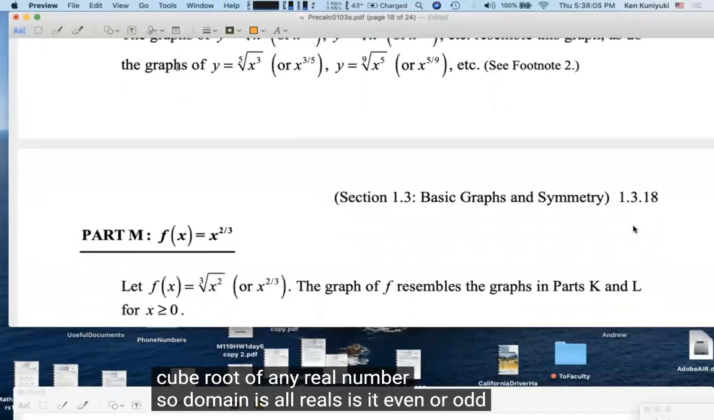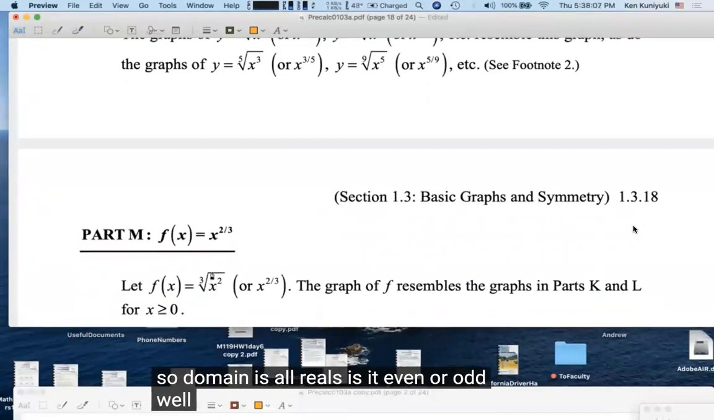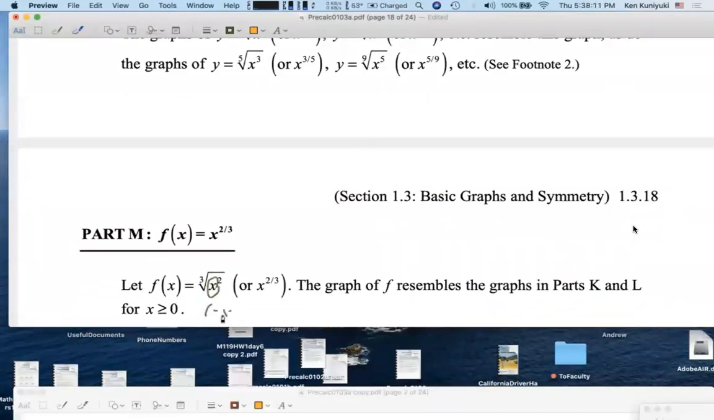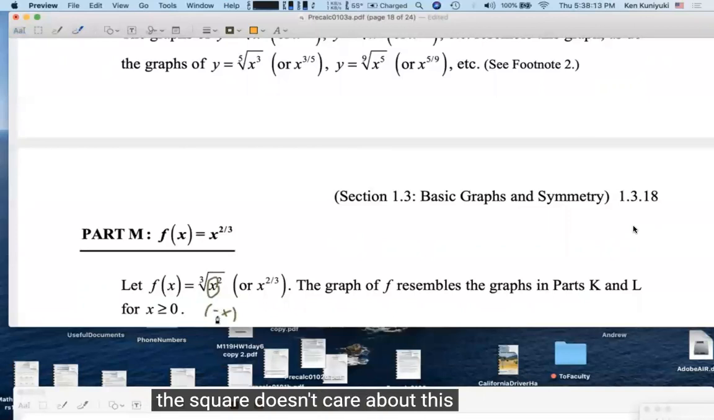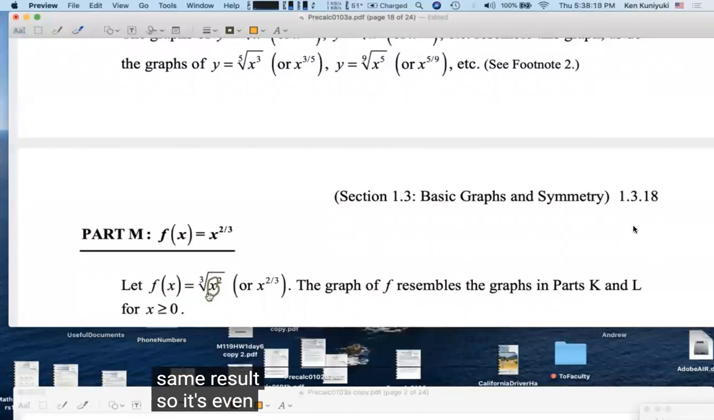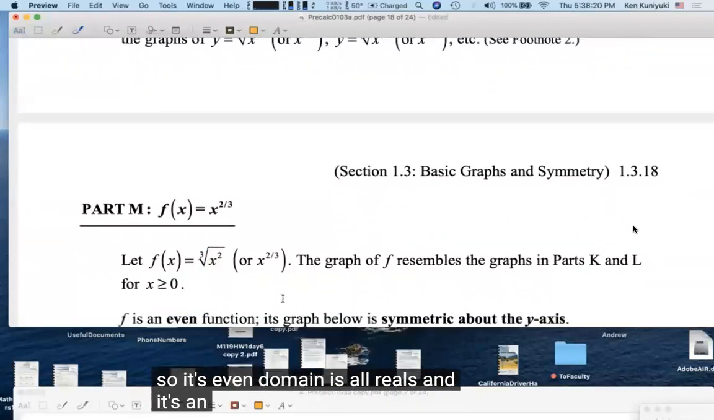Is it even or odd? Well, if we substitute x with its opposite, the square doesn't care about this -1 factor. We end up with the same result. So it's even. Domain is all reals, and it's an even function.